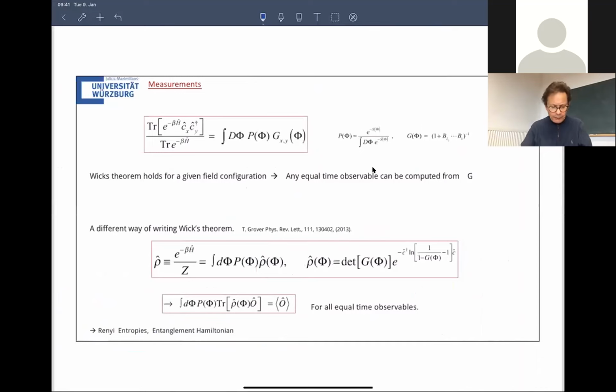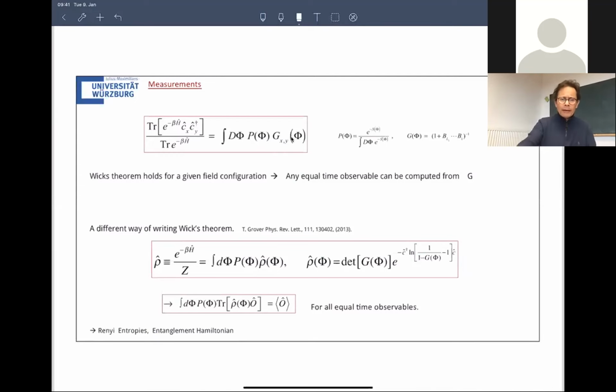Wick's theorem holds for a given configuration of field. So if I have the equal times Green's function for a given field configuration, which is something I can calculate, then I can compute any equal time observable from this Green's function by using just Wick's theorem. Okay.